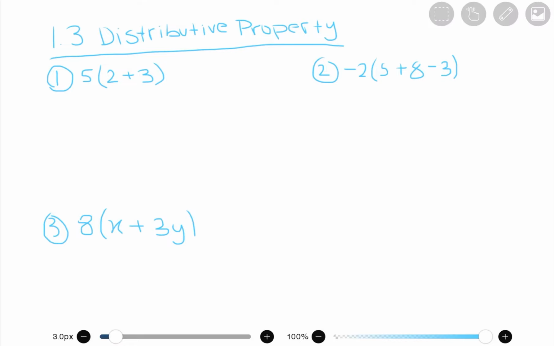Hello everyone, this is STEM Choir again with lesson 1.3, the distributive property. Today we will be learning about this property and going through some examples.